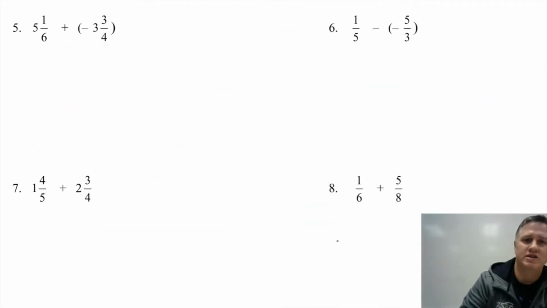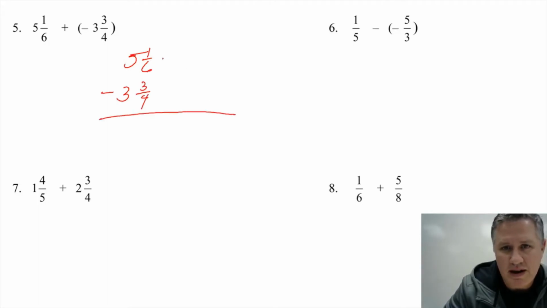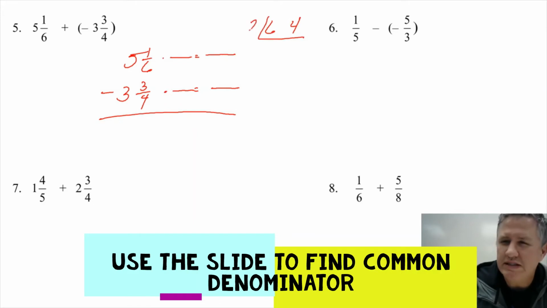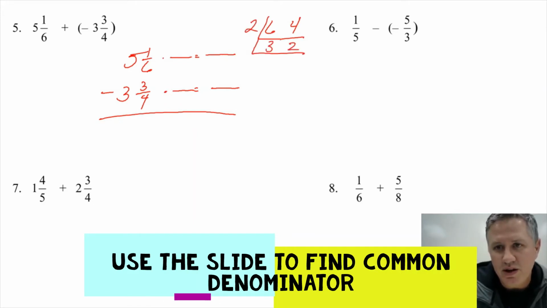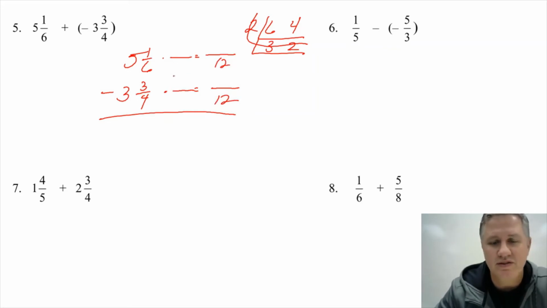Okay, next set. This is a tricky question. 5 1/6 minus 3 3/4. My common denominator is, let's say you had trouble finding it. You could do the slide with 6 and 4 and say, what goes into 6 and 4? 2 does, 3 and 2 times, and when you multiply along that L, you get 12. So I'm going to use 12. You could have used 24, you could have used 36. There's an infinite amount of numbers you could have chosen, but 12 is the least common denominator, which will give you the least amount of work to do.